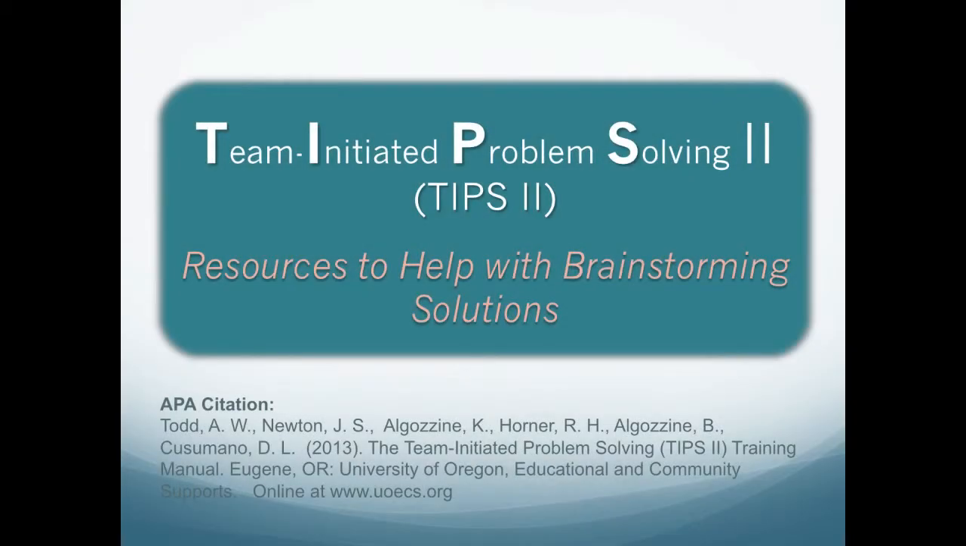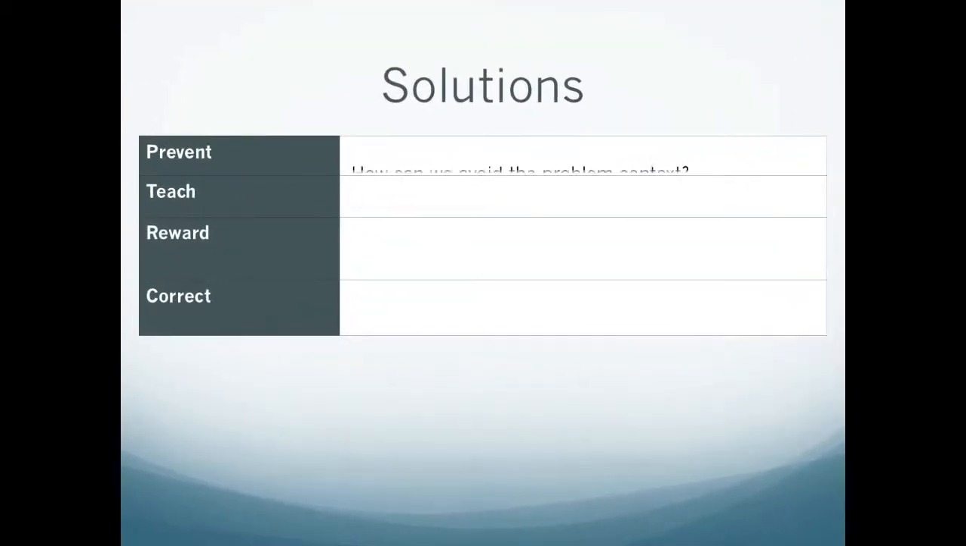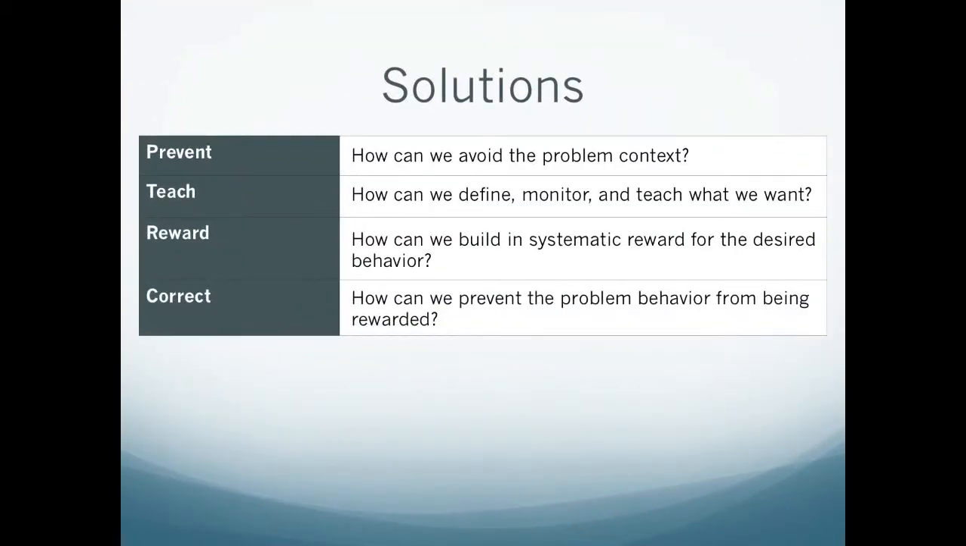Welcome to a short overview of the resources to help you with brainstorming the alignment of your precise problem statements with solutions. Let's first look across the domains of prevent, teach, reward, and correct. Again, how do we avoid the problem from ever occurring? What environmental changes can we make?